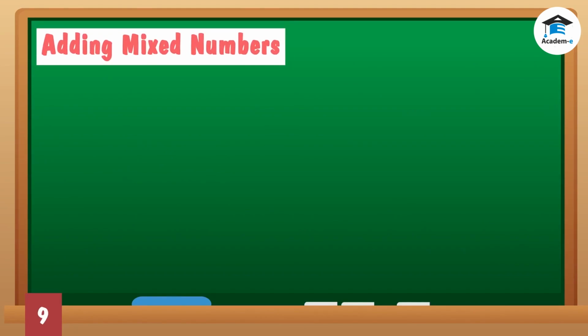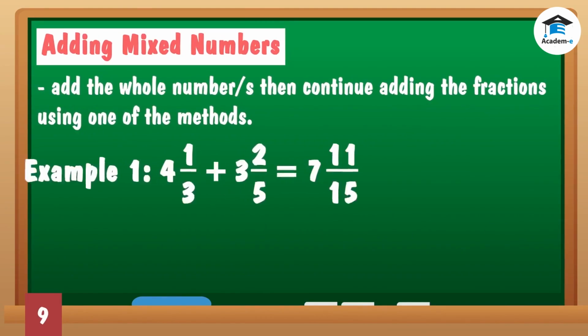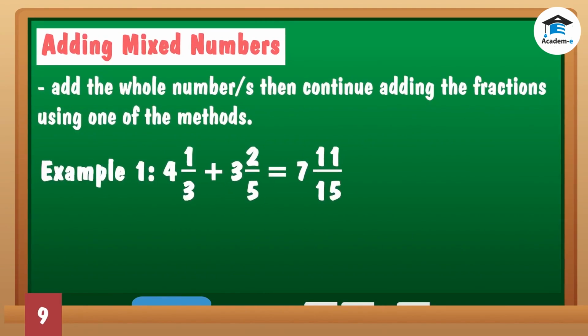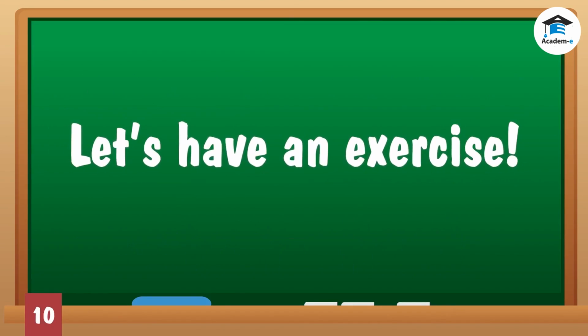Adding mixed numbers. Add the whole number or numbers, then continue adding the fractions using one of the methods. Example 1, 4 and 1 over 3, plus 3 and 2 over 5 equals 7 and 11 over 15. Example 2, 2 and 3 over 8, plus 10 and 1 over 8 equals 12 and 1/2. Let's have an exercise.